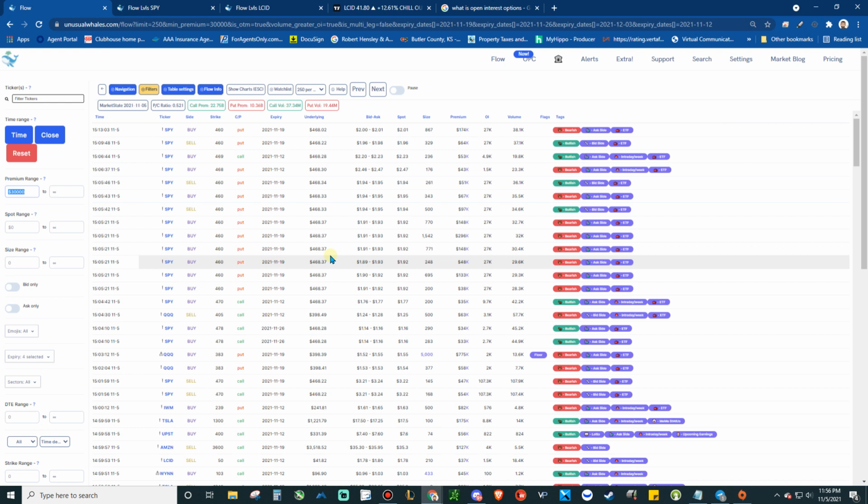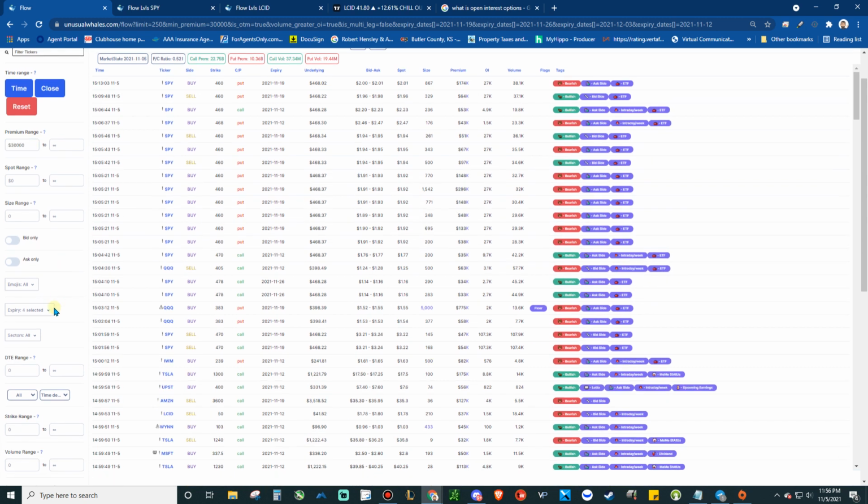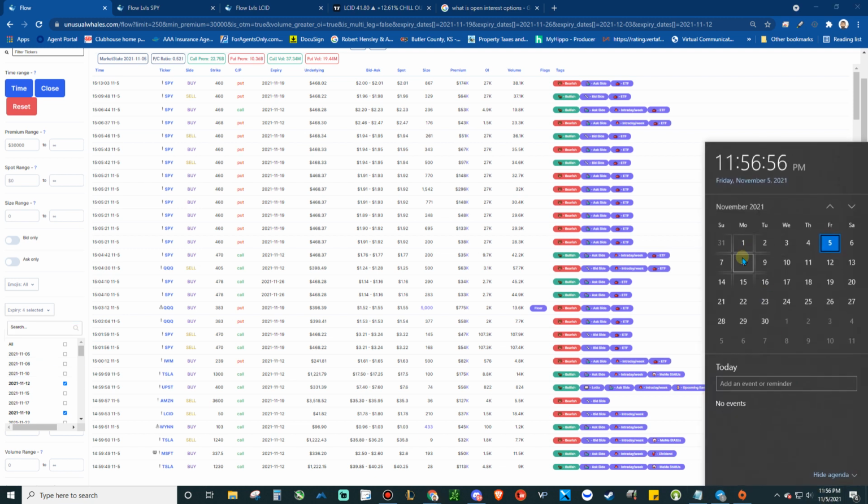Okay, so now we're looking at the flow of only the 30,000 pluses. We also only want expiries that are close to where we are today. Right now it's November 5th. We're going to open up November 8th, and we're going to start a new trading week. We obviously want to see what kind of flow is happening on the 12th, which is our next options expiry for weeklies. And then we want to see the 19th. We also want to see the 26th. And we want to see the 3rd.